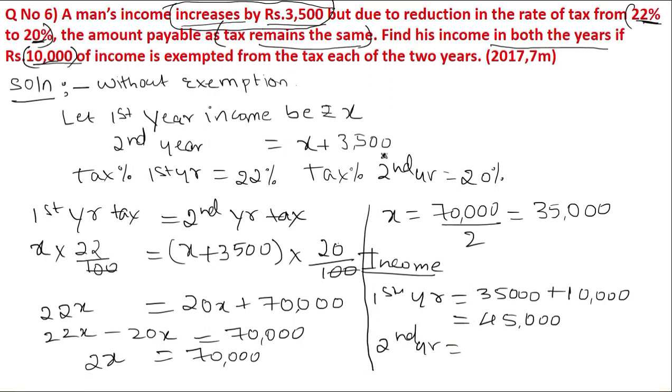It is x plus 3,500. That means 35,000 plus 3,500 plus 10,000. So how much will it become? 35,000 plus 3,500 is 38,500, plus 10,000 it is 48,500. This is the first year income, and this is the second year income.